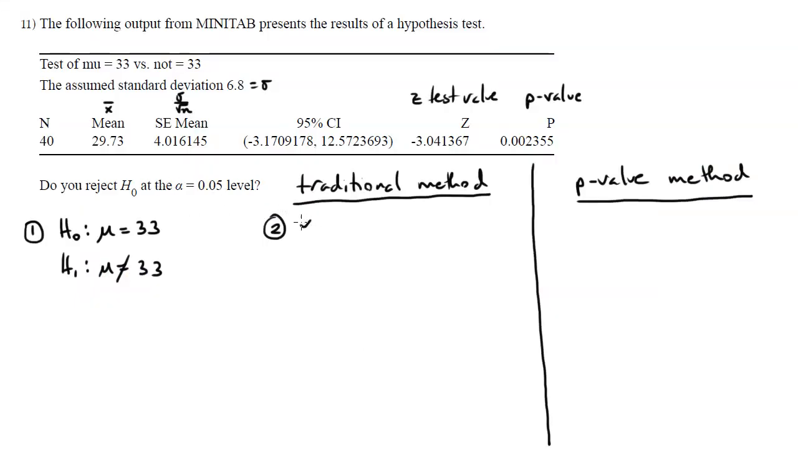To find the critical value, we need alpha. Alpha is 0.05. And this test, if I was to draw what it would look like, is two-tailed. Why is that? Because the alternative hypothesis is that the population mean does not equal 33.